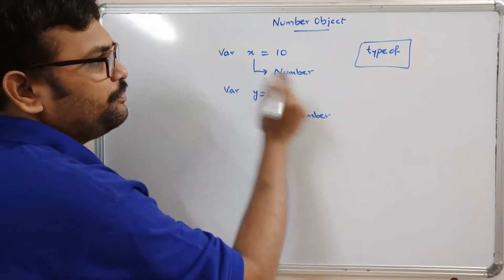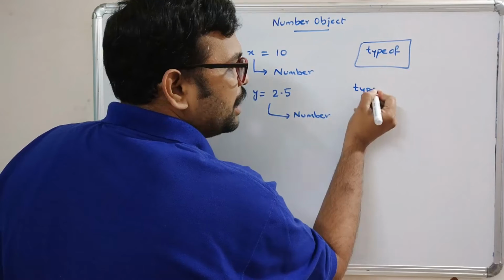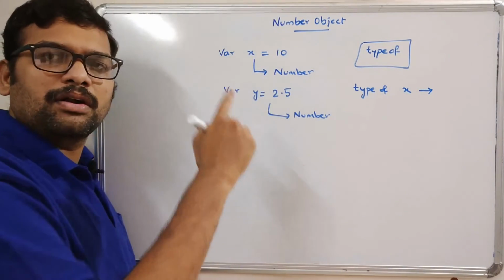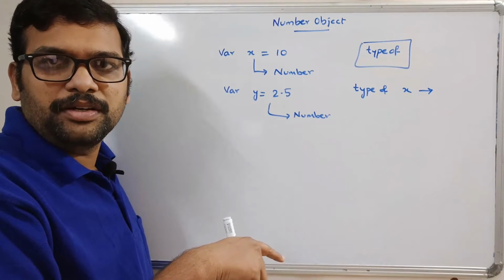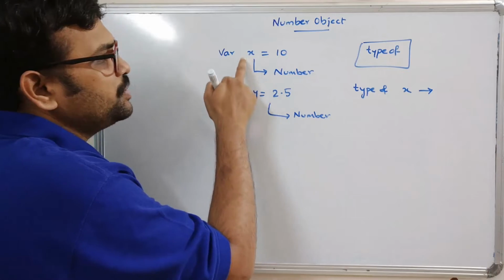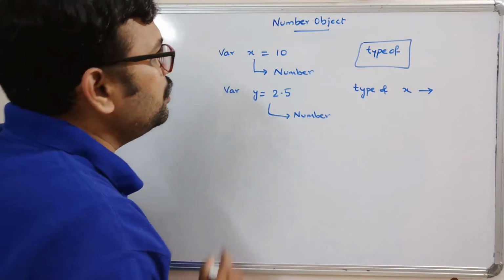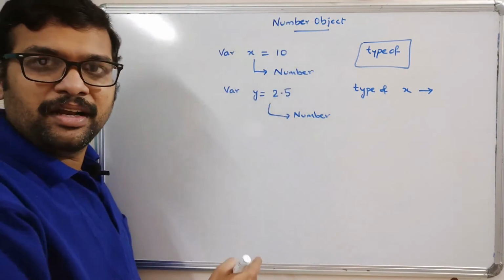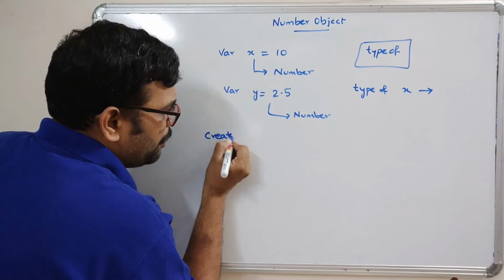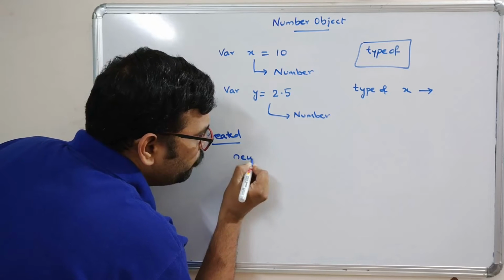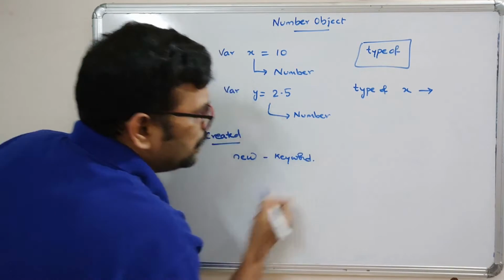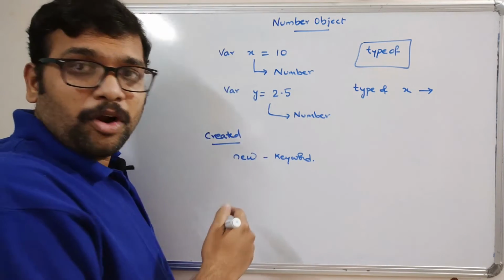So if you want to check x, we have to go with typeof x. It will give either number, string, or object, whatever it may be, the data type of this variable will be given here. If you want to create a number object, it can be created by using the new keyword. So how to create a number object?